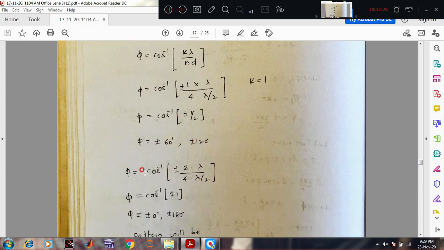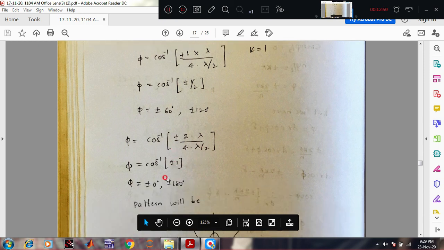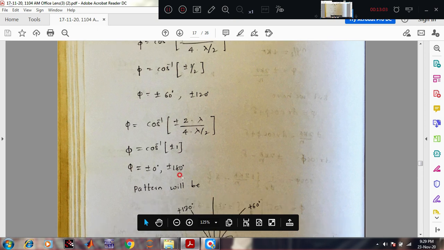Therefore φ is equal to cos inverse of plus or minus (2/4) times λ, divided by λ/2. This is when k is equal to 2. What is the solution of this one? λ gets cancelled, and 4 by 2, so this 2 and this 2 get cancelled. Therefore φ is equal to cos inverse of plus or minus 1. Therefore the angles are plus or minus 0 degree and plus or minus 180 degree. With these results we can draw the pattern.